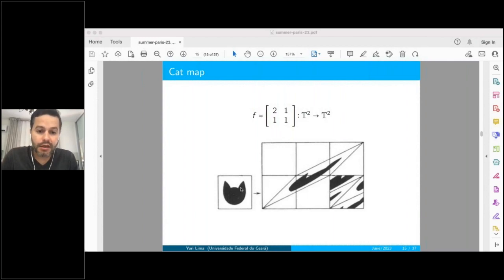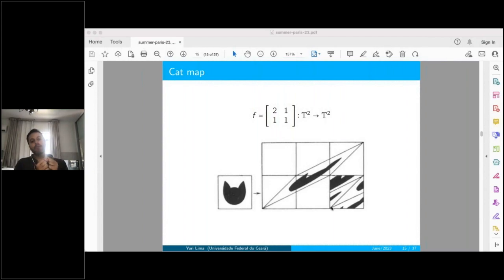So as you see, the image of the cat gets distorted and reassembled in a very complicated way inside the two torus. Although it's very simple to see it in the plane, when you go down to the two torus, it gets more complicated. And now try to imagine what would be a second iteration of the cat. So if you want to do this one more time, well, you have to get this picture here.